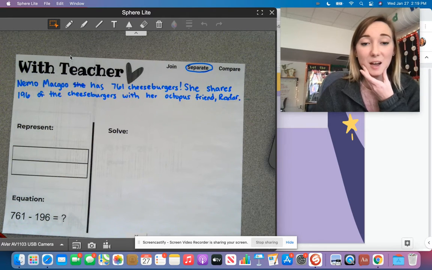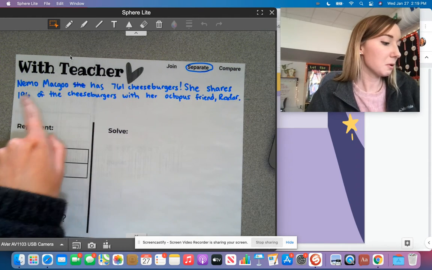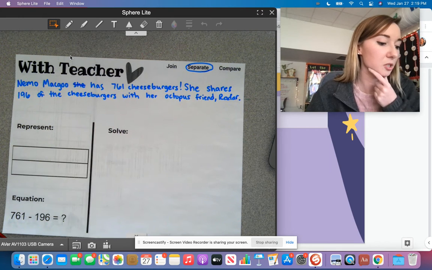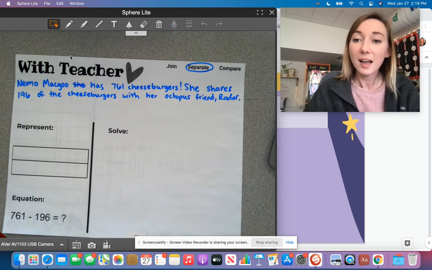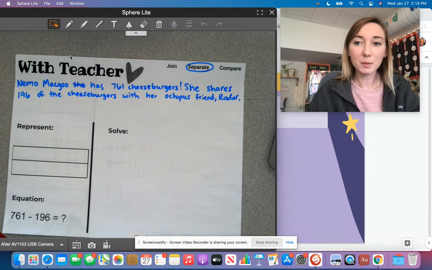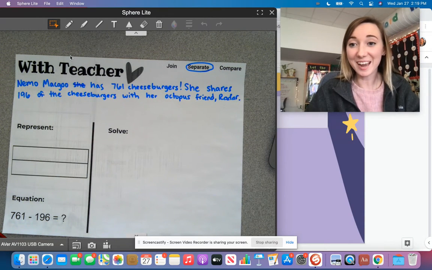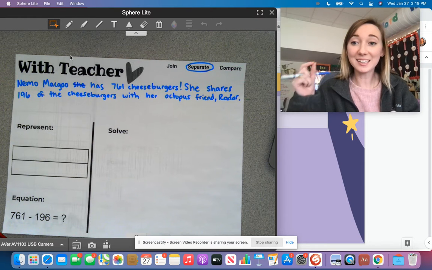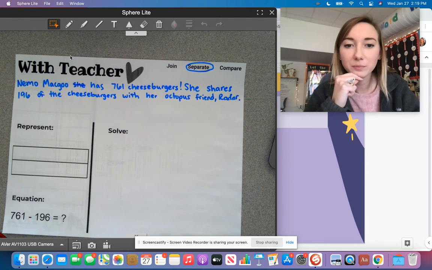So besides a tummy ache, now I've given you some information. So Nemo Magoo has 761 cheeseburgers. She shares 196 of the cheeseburgers with her octopus friend, Radar. Am I done with writing my word problem? Well, I haven't really written a question yet, have I? So I need to go back and add a question.